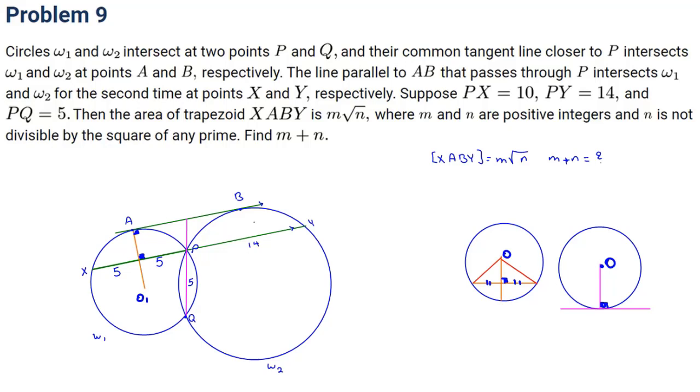Now we do the same thing for circle omega 2. We call this one O2. We know it is 90 degrees, and the chord is 14. It is the perpendicular bisector of BY, so this part is 7, and this part is 7. Another thing: if we draw the perpendicular bisector of PQ, it passes through O1 and O2.